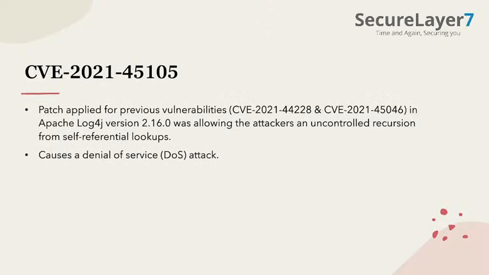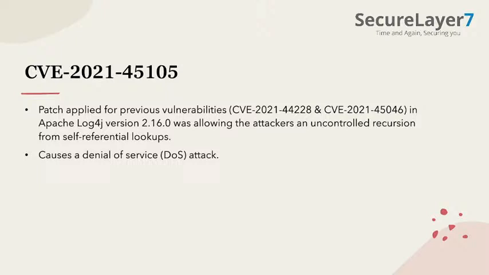So here the patch applied to the previous vulnerabilities, 4228 and 45046, in the Apache Log4j version was allowing an attacker to use uncontrolled recursion from self-referential lookups. What I mean by this is, we are injecting some sort of payload which is referencing back to the lookup itself, right?